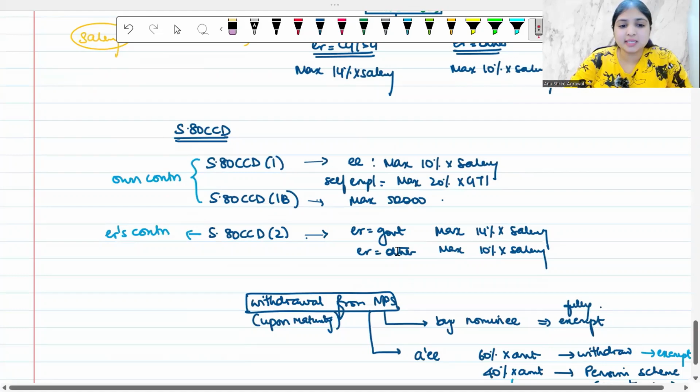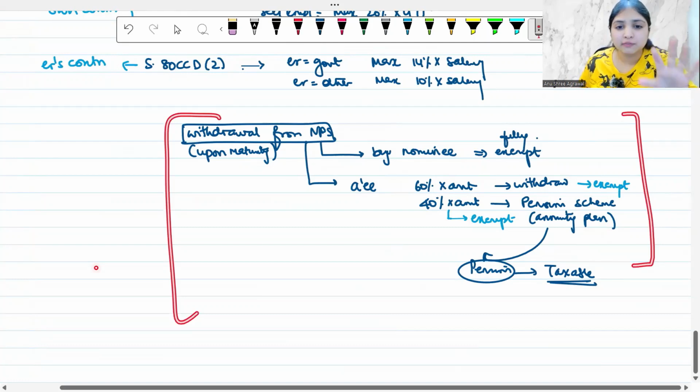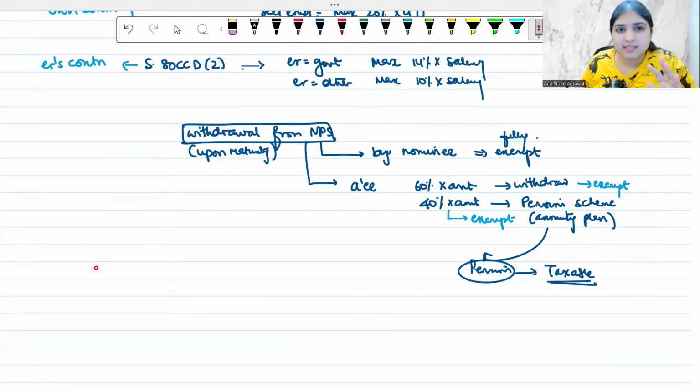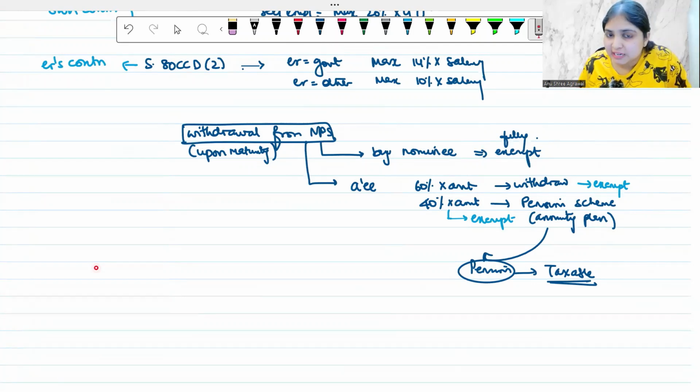So under 80CCD, this withdrawal part, I will give you one final revision of this. This is a little tricky. If the assessee dies, and the nominee receives money from NPS, for the nominee that money is going to be fully exempt. Whatever the nominee has received from the NPS is going to be fully exempt.